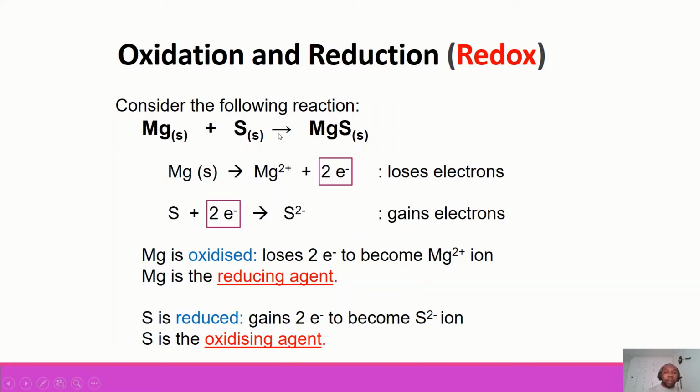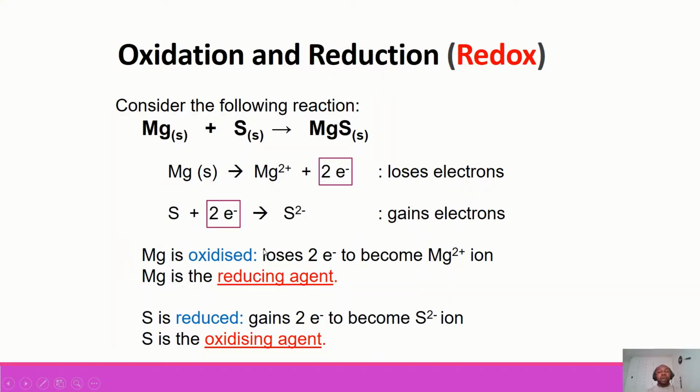You can see from this reaction, magnesium and sulfur reacting together. So in this case, you see the magnesium is moving from 0 to +2. That means it's losing 2 electrons. You can also see sulfur is gaining the 2 electrons that have been lost by magnesium to become S2 minus. So it's gaining electrons. So you can see that both oxidation and reduction are occurring together in the same reaction.